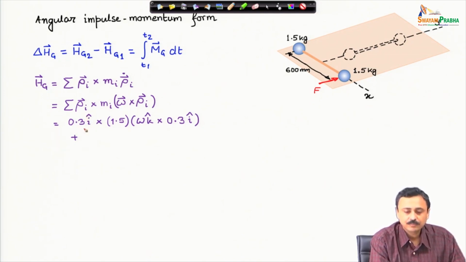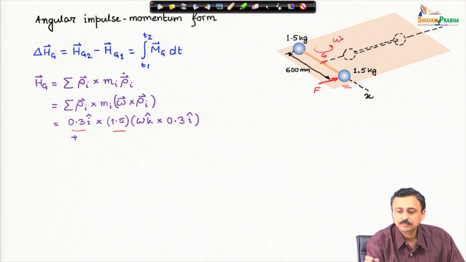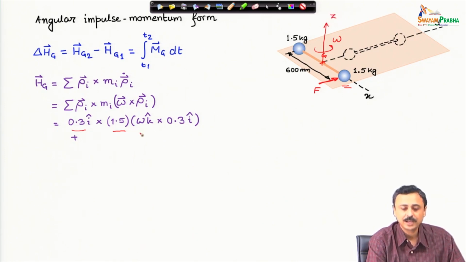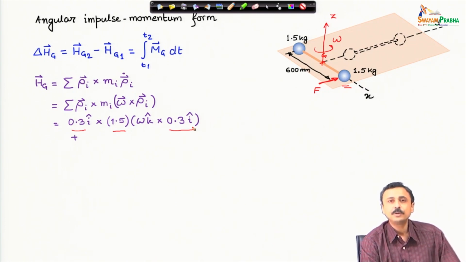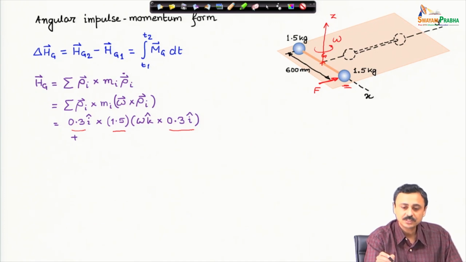For the first mass particle, this one, the position vector from the center of mass, so center of mass is somewhere here, is 0.3 i cap meter, and this is in cross product with the mass times omega. So, there is some omega of the frame, omega k cap, and of course this omega will be along the z axis. Therefore, omega k cap cross again rho_i of the mass particle, again 0.3 i cap. This is the moment of linear momentum, relative linear momentum, of this mass particle about the center of mass of the system.